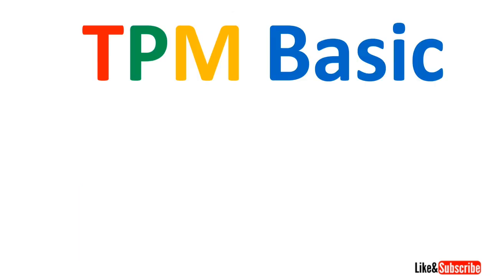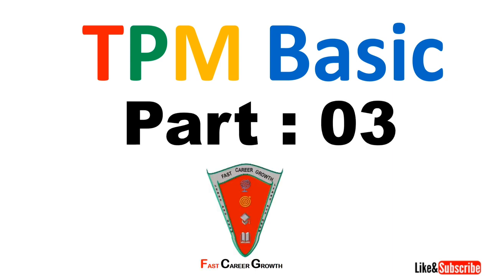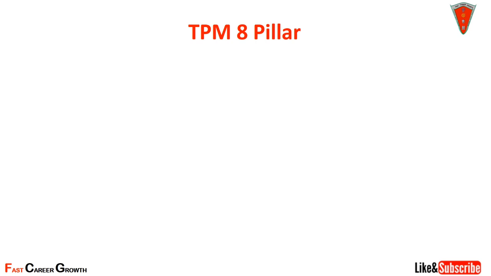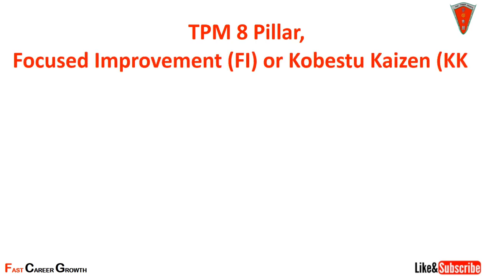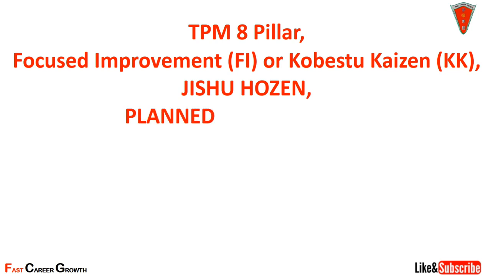Today we learn part 3 of TPM basic online course. In this part 3, we will learn 8 pillars of TPM: focused improvement FI or Kobestu Kaizen, JISHU HOZEN, planned maintenance.